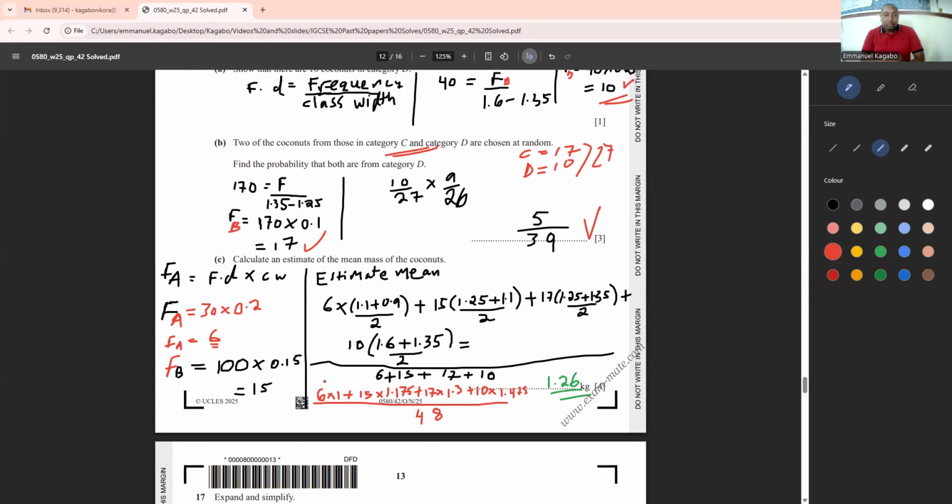Question C. Wow, very good question. Calculate the estimate of the mean. Don't go to any IGCSE exam, either paper 2 or paper 4, when you don't know how to calculate an estimate of the mean.